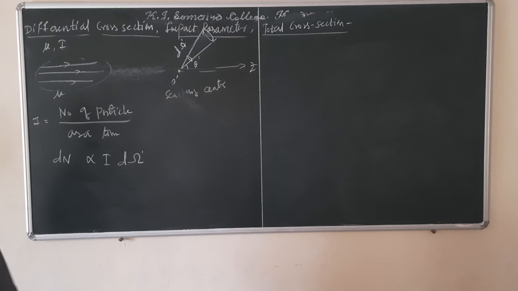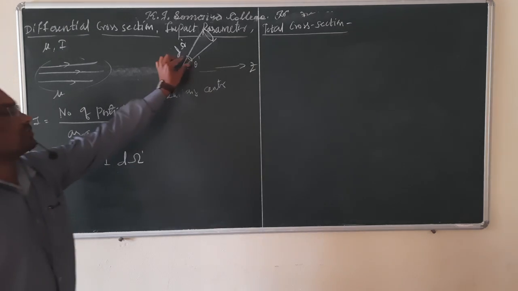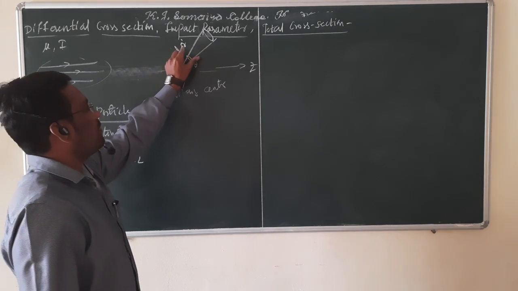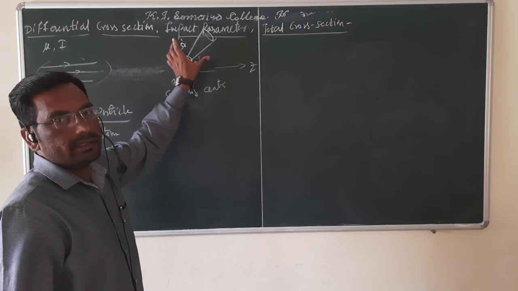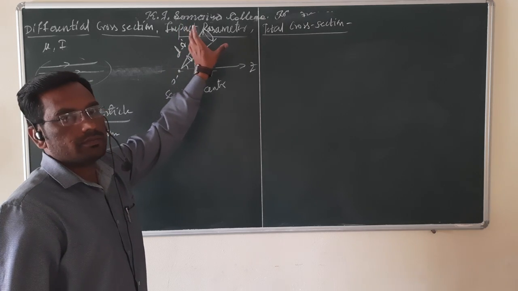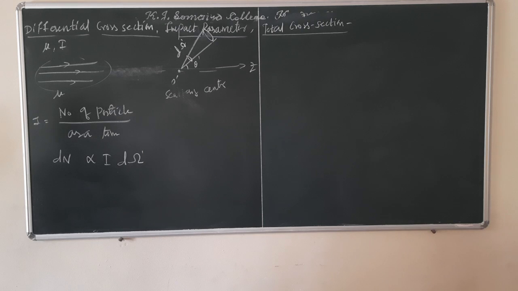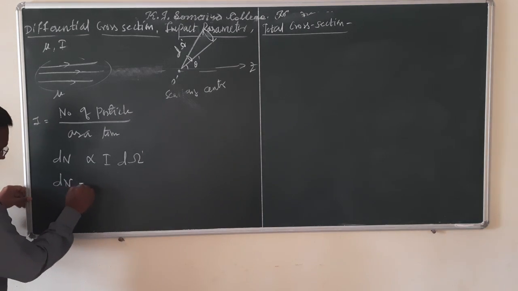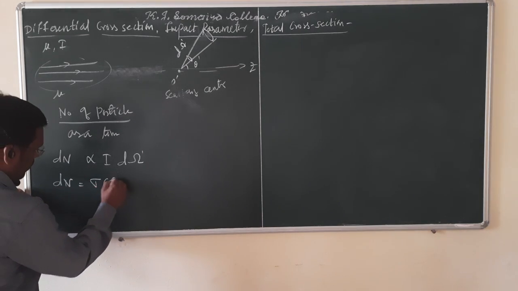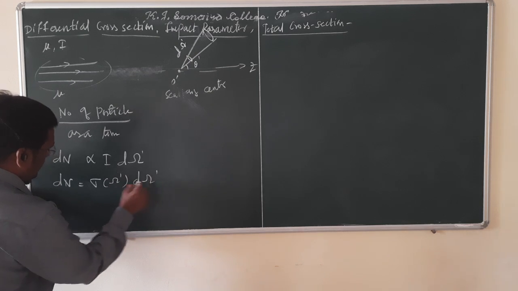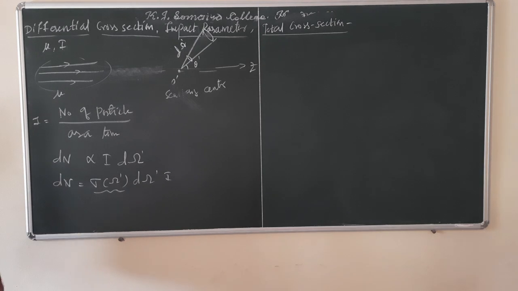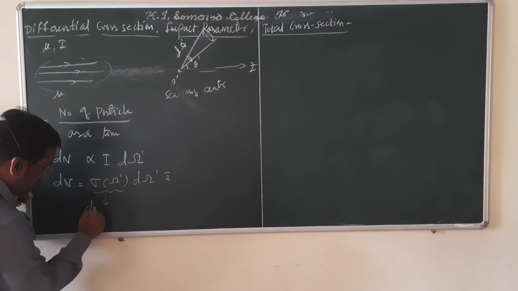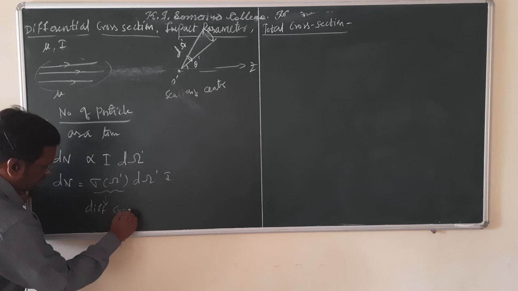Okay. So why is that proportional to d omega dash, or the solid angle? Because if you take a very large solid angle, the number of particles coming into that particular direction will increase. Now you can write this as dn is equal to sigma of omega dash d omega dash into I, where this sigma is the constant of proportionality and is known as the differential cross section.